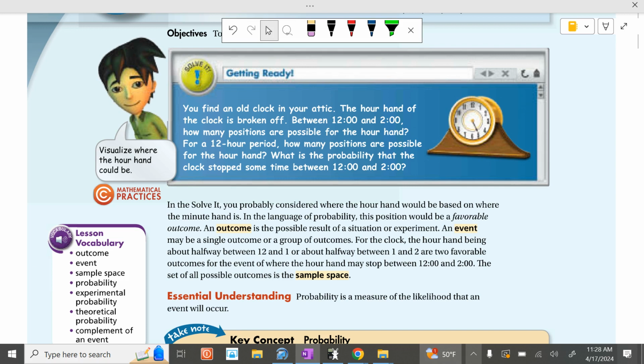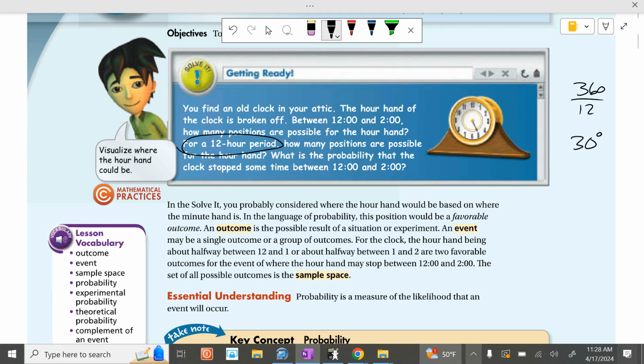Okay, so for a 12-hour period, let's say the hour hand is just on a number. We won't count when it's in between numbers. When it's just on a number, just on a number, just on a number. How many positions is that in that 12-hour period? There's 12. How many degrees are in a circle? 360. So basically 360 divided by 12 is 30 degrees. So every 30 degrees, you basically have a number.